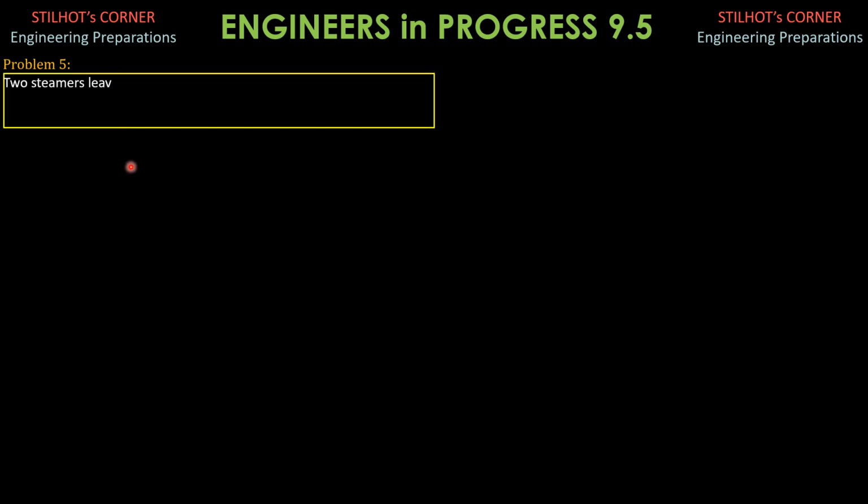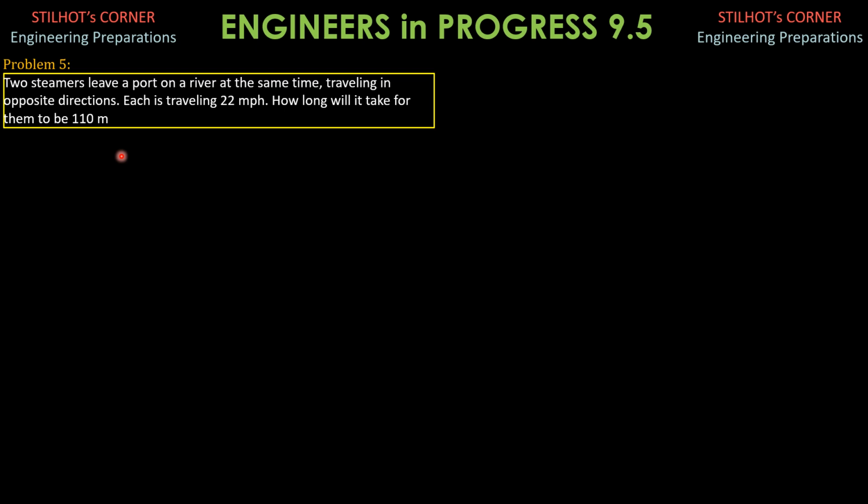So problem 5. Two steamers leave a port on a river at the same time, traveling in opposite directions. Each is traveling 22 miles per hour. How long will it take for them to be 110 miles apart?